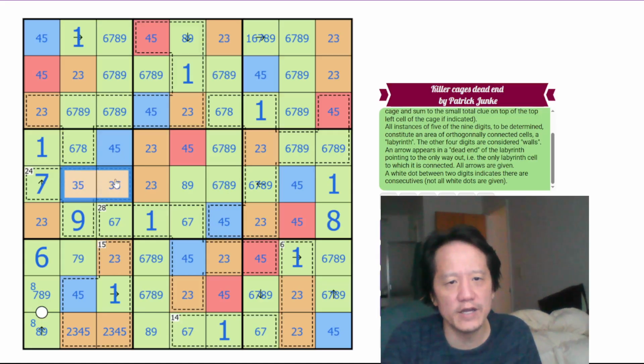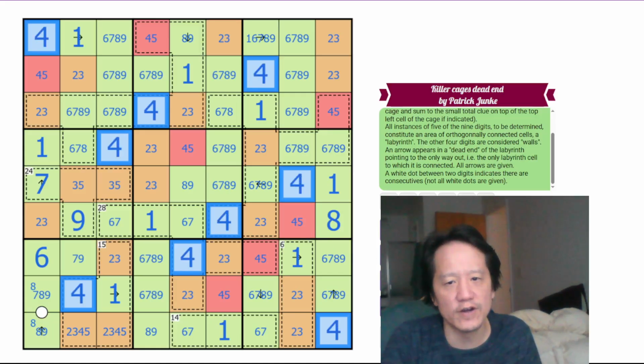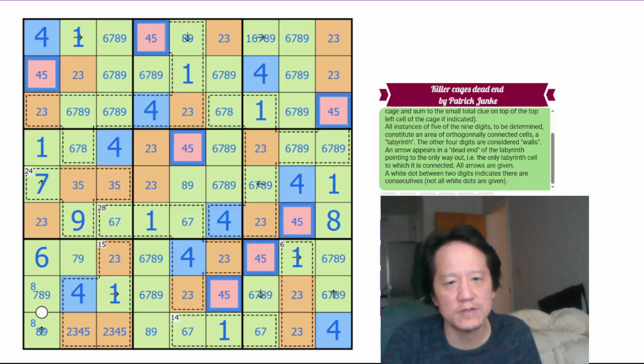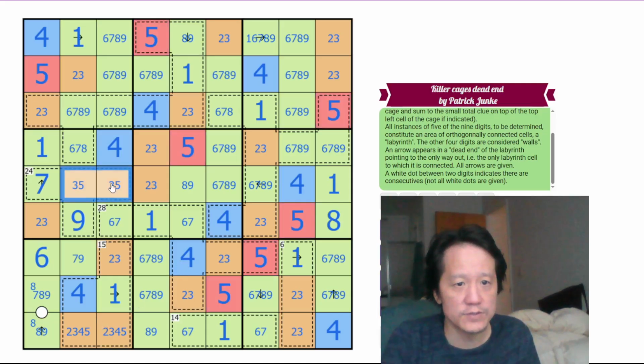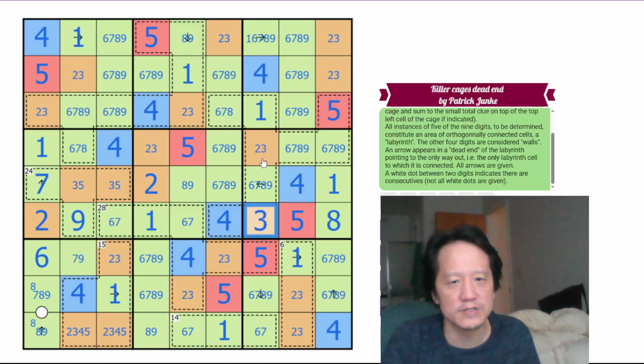So the red 5s are the 5. The blue 4 5s are 4. The red 4 5s are 5. This 3, 5 pair eliminates 3 in the rest of the box or row. So this is 2, this is 2. That makes this 3, which makes that 2, which makes this 3.